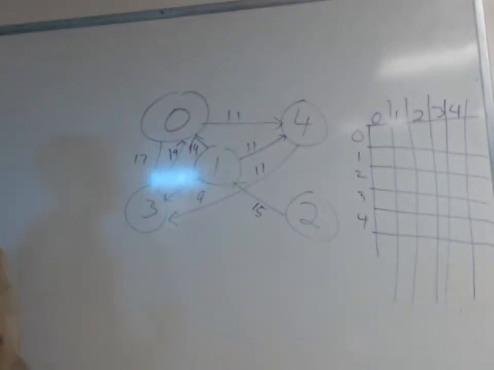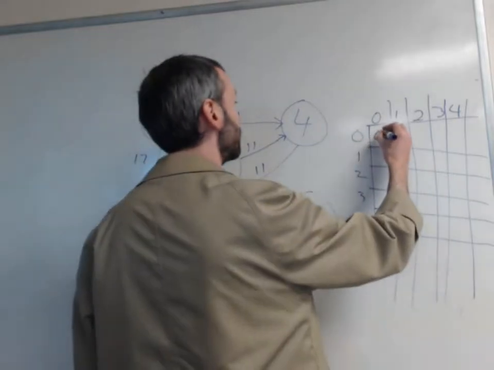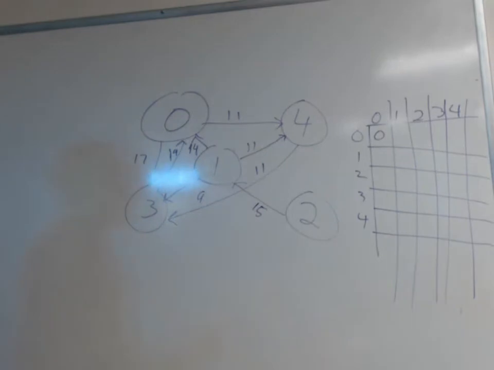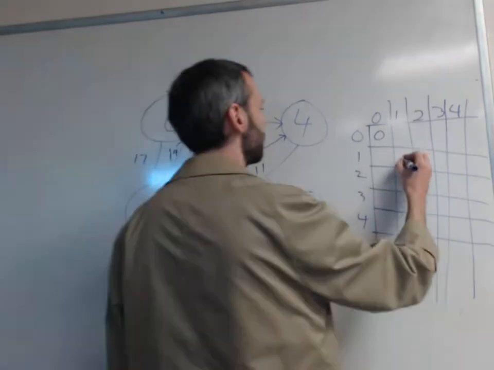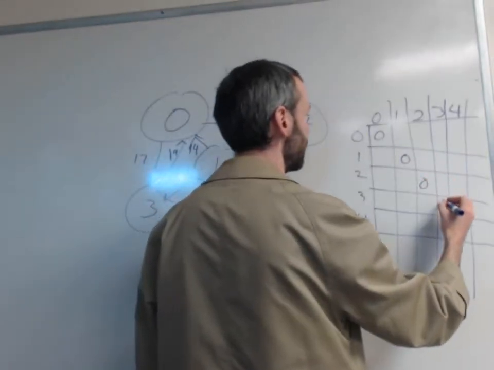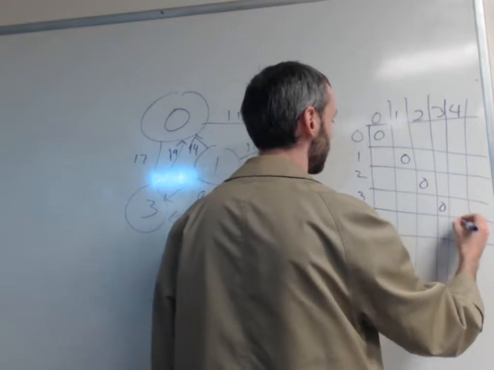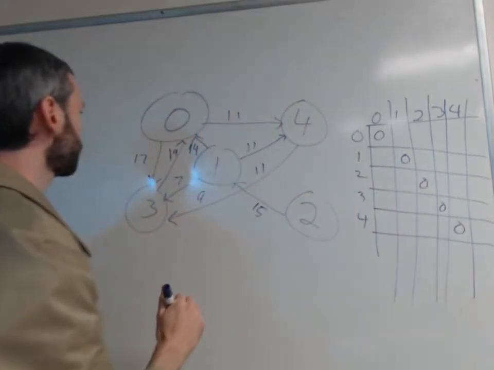What is the cost to go from 0 to 0? Nothing. So it's actually 0. What's the cost to go from 1 to 1? 0. 2 to 2? 0. 3 to 3? 0. 4 to 4? 0. Okay.